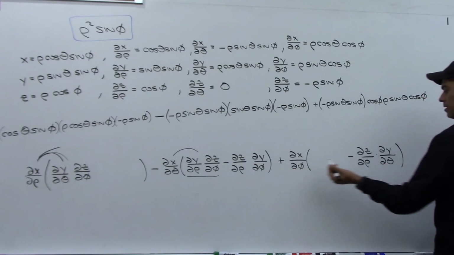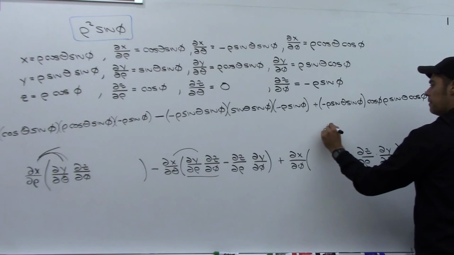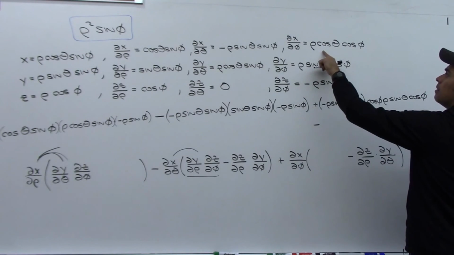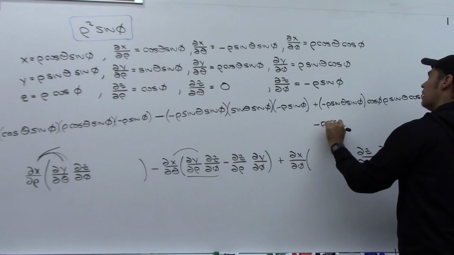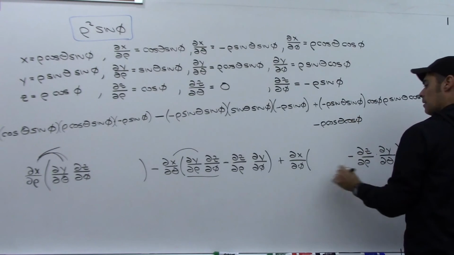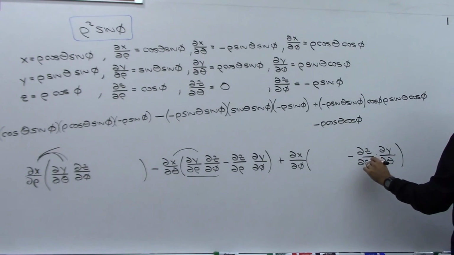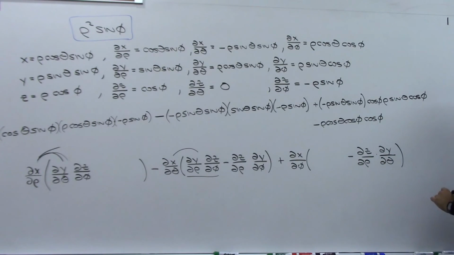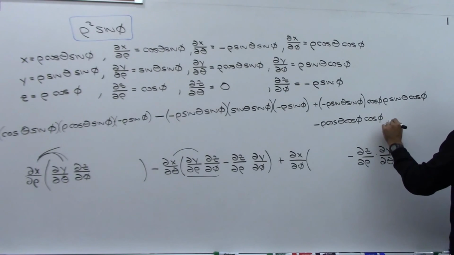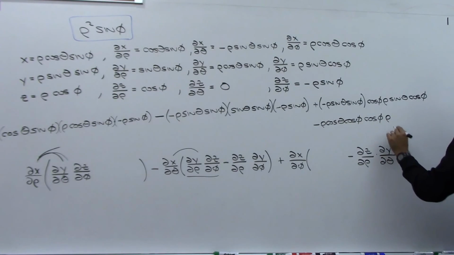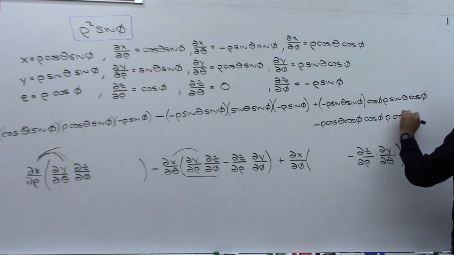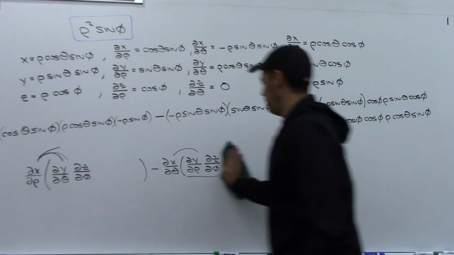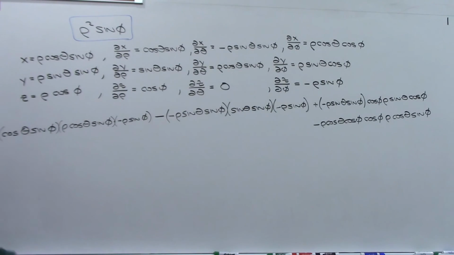It's gonna be this times this. So it'll be negative partial x with respect to phi. Here, rho cosine theta cosine phi times partial z with respect to rho, cosine phi. And then partial y with respect to theta, which is rho cosine theta sine phi. All right, that is it. Now let me clean this ugly thing up.